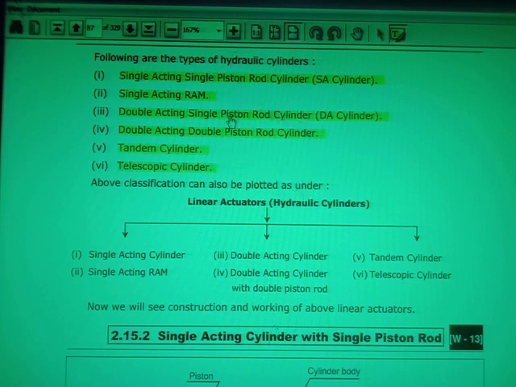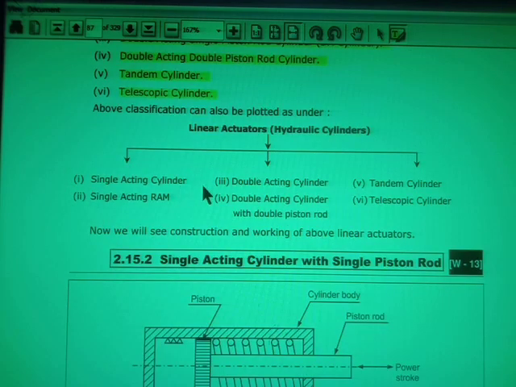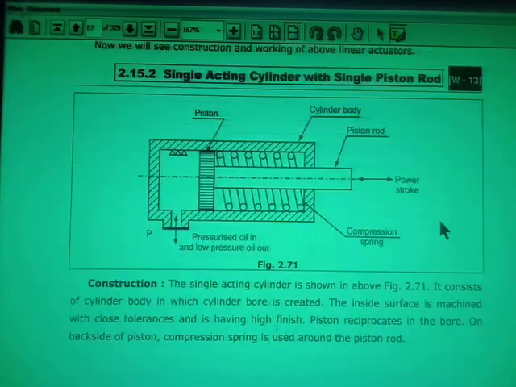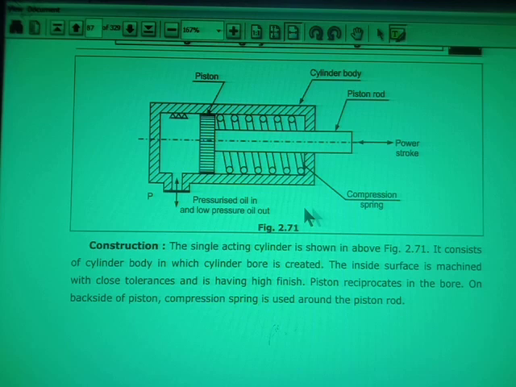So the hydraulic cylinders, or linear actuators, are classified like this: single acting cylinder, single acting ram, then double acting cylinder with double piston rod, then tandem cylinder and telescopic cylinder. Now we will see the construction and working of each cylinder in detail. First, the single acting cylinder with single piston rod. Here you can see the diagram.